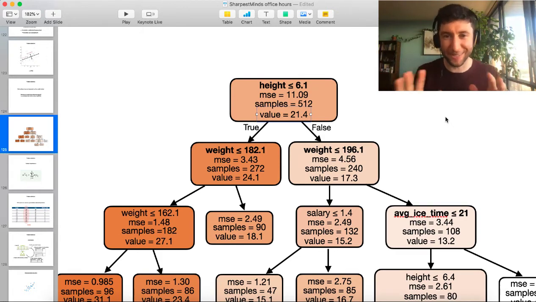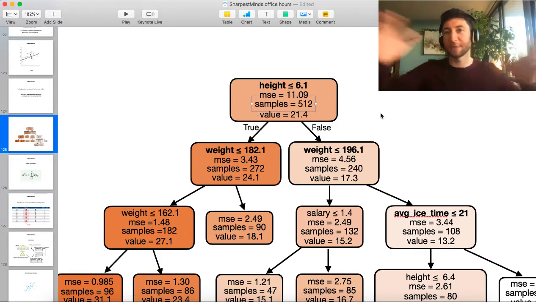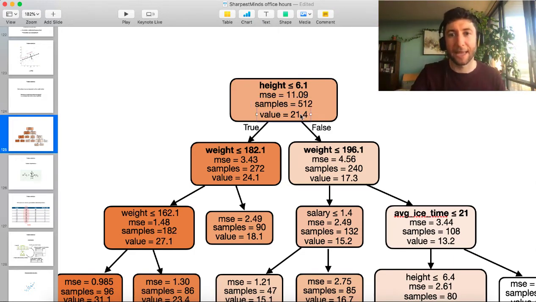So, to summarize, I know it sounds like I'm beating a dead horse here, but if you can really land this and get this first part concrete, everything else is going to be that much simpler. We've got 512 hockey players, and let's say those players have 10 different features. We're trying to predict the number of goals that those players are going to score in a given season. On average, all the players in this bucket at the very top are going to score 21.4 goals in a season. Now, how good is that average as a predictor for the number of goals scored by any given player in the data set? Well, it's going to be off by a mean squared error on average of 11.09. So that's how to read this, basically.